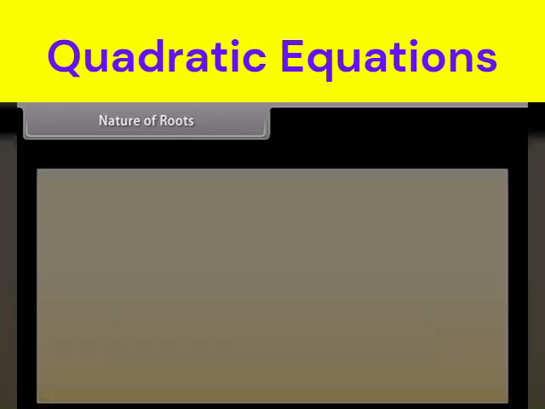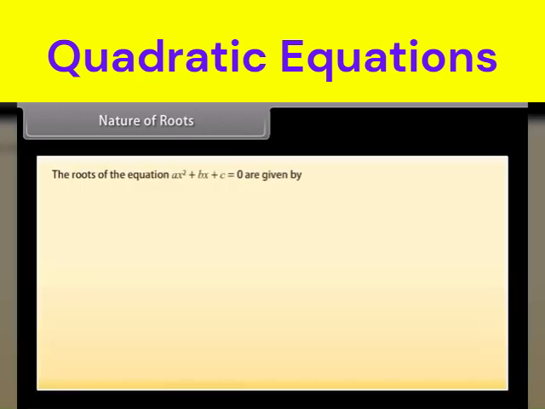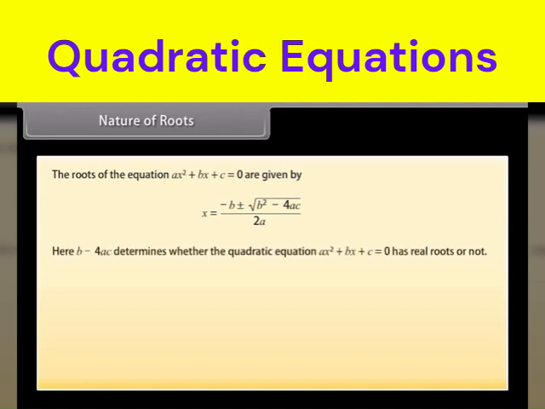Nature of roots. The roots of the equation ax² + bx + c = 0 are given by x is equal to -b plus or minus the square root of (b² - 4ac), whole upon 2a. Here b² - 4ac determines whether the quadratic equation ax² + bx + c = 0 has real roots or not. b² - 4ac is called the discriminant of the quadratic equation.